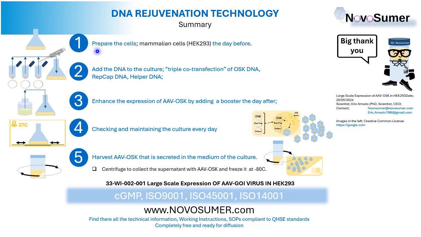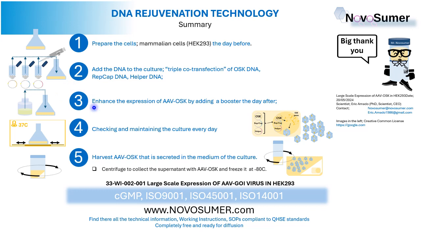The first step was preparing the cells, the mammalian cells, the HEK293, the day before. Okay, we prepared the culture. And what was the second step? It was adding the DNA to the culture. That is called triple co-transfection. We add OS DNA, RepCap DNA, and the helper DNA. Here you have, right? Do you remember the DNA? We add to the culture with the transfection agent, with the detergent.